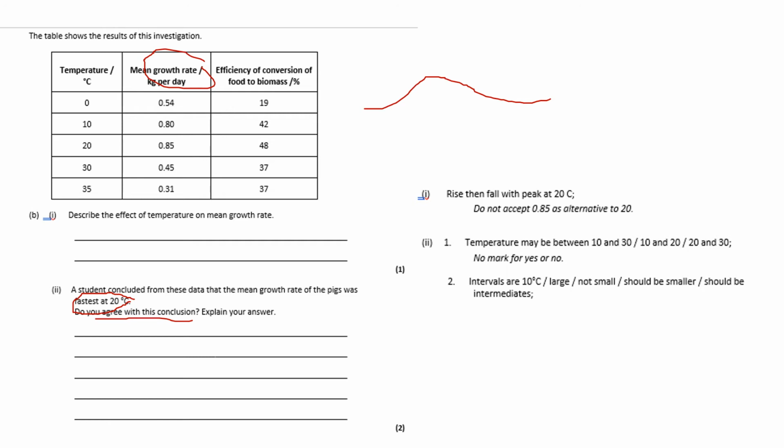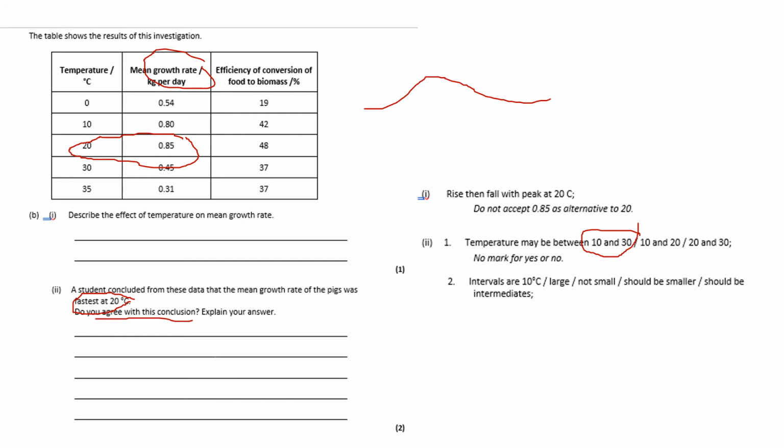So we know that the mean growth rate that was recorded was fastest at 20 degrees. But it doesn't take into account, whenever you see these, do you agree with this conclusion or evaluate the conclusions, then we don't know what's happening inside of that 20 degrees. So the fastest rate of growth might be anywhere between 10 and 30 degrees. The examiner will accept between 10 and 20 or between 20 and 30, so either side of that 20 degrees. So you're getting a mark for that.